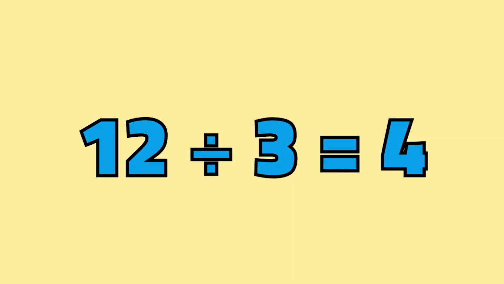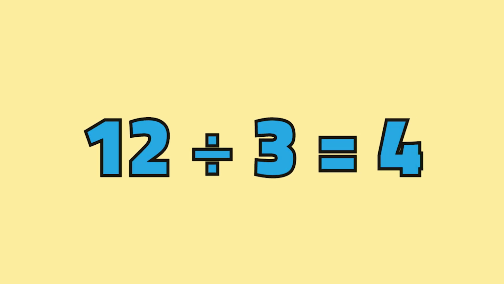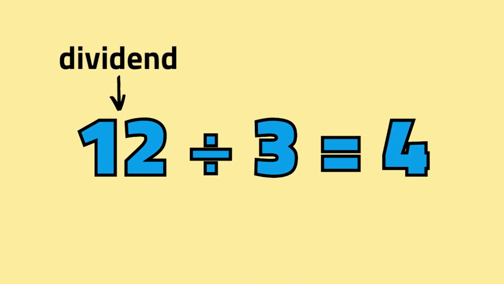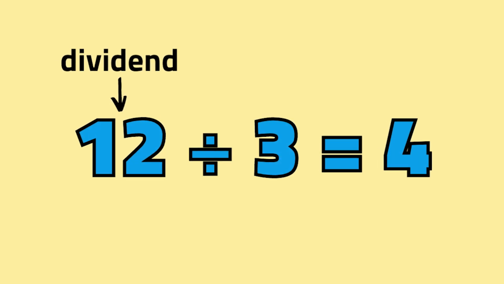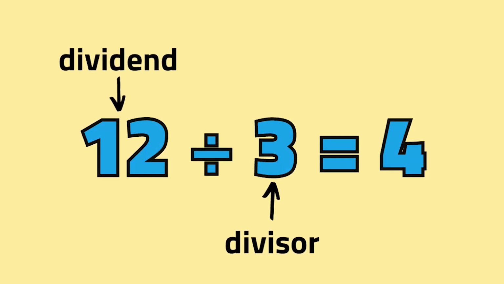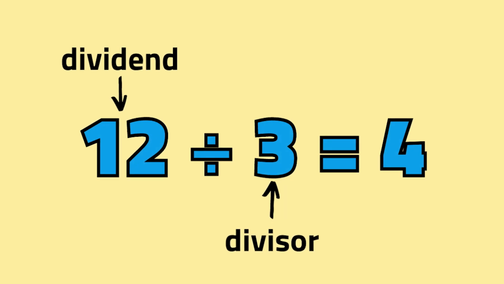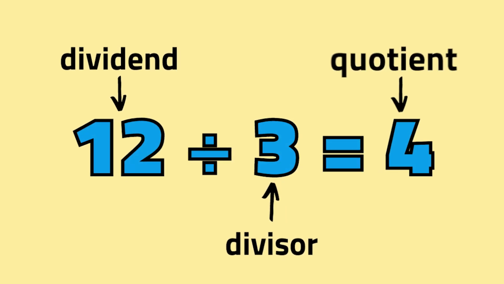Awesome! You did great! How about the parts of a division sentence? Let's review some more. The number you are dividing up is called the dividend, while the number you are dividing by is called the divisor. And the answer in division is called the quotient.